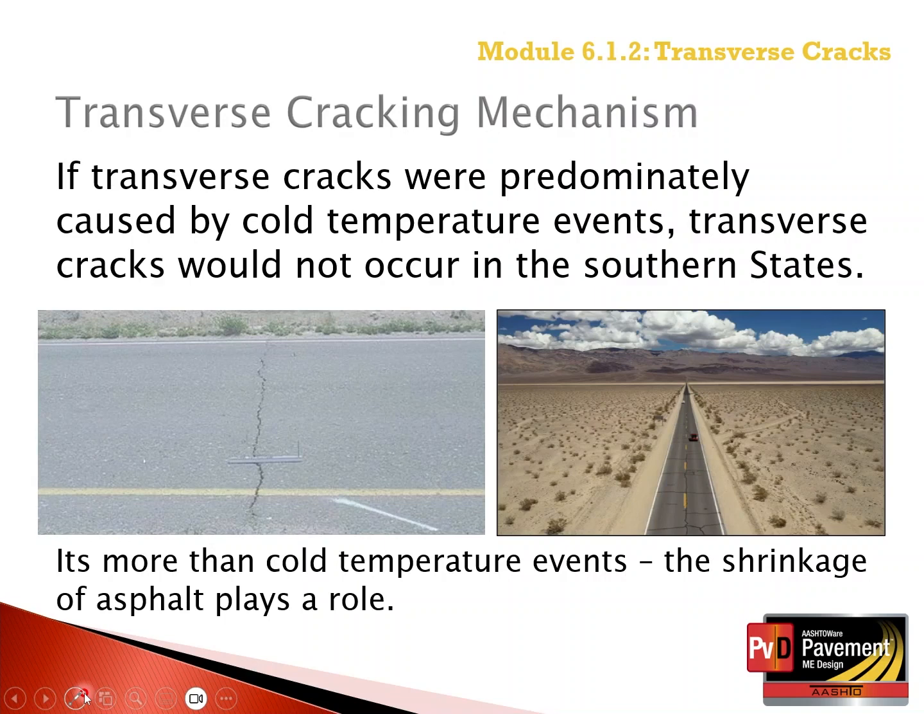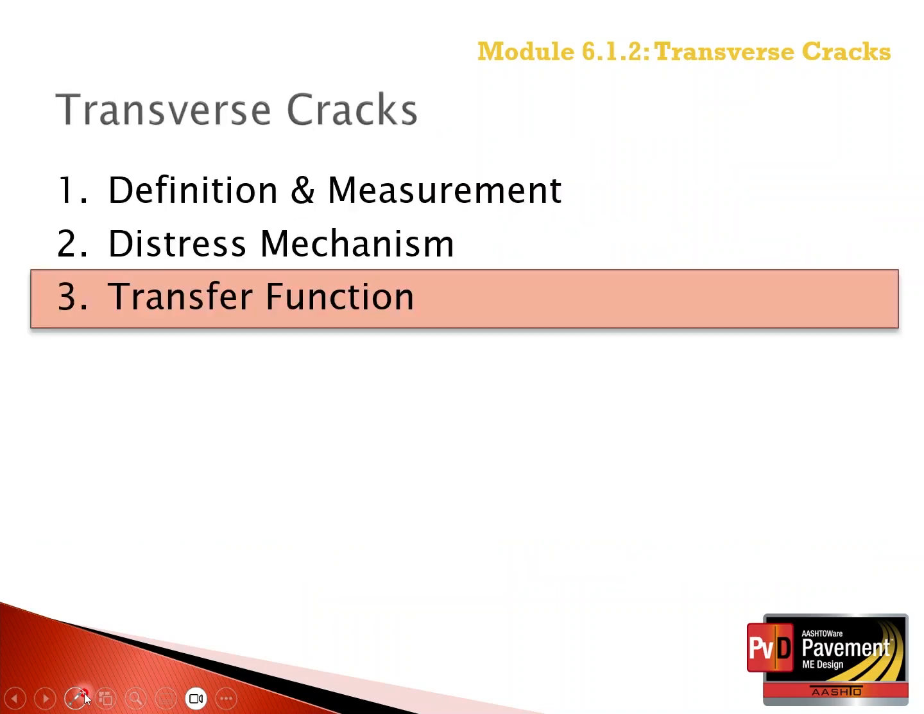So transverse cracks can occur in both cold as well as warm and/or hot climates. Now let's explain and discuss the transfer function used to predict transverse cracks, with the condition that they can occur in both cold to hot climates.